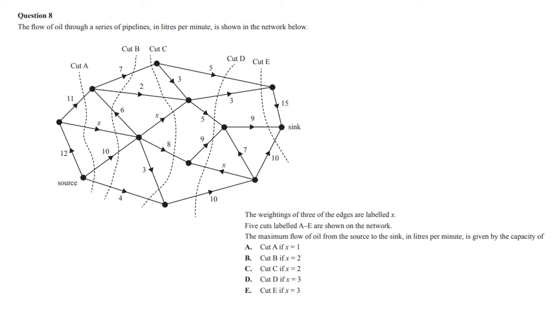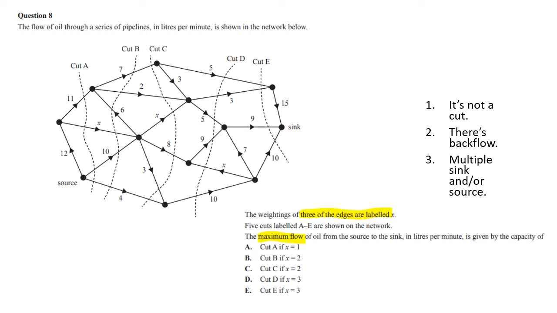Okay, slight boo-boo last time I answered this, got the right answer, but with the wrong numbers. Let's try and do it right this time. So, we know this is a flow problem because it tells us we're trying to find the maximum flow. We also know that there are 3 edges that are labeled X, 1, 2, 3. And these X values differ depending on which cut you're looking at. And there are 5 cuts, A, B, C, D, E.